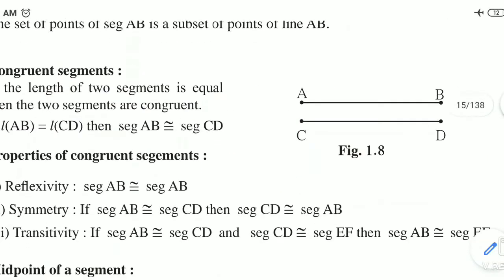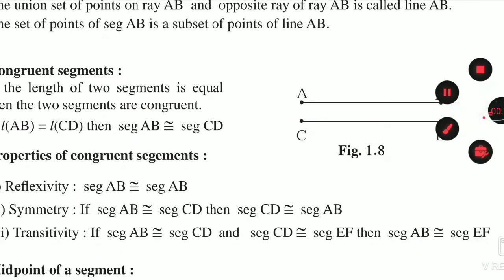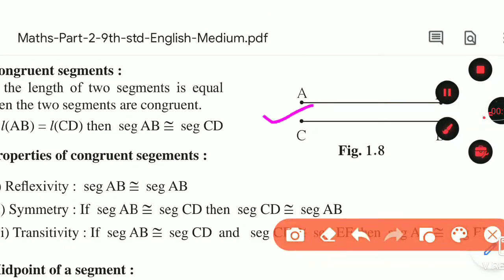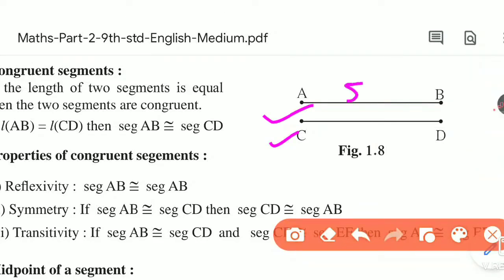Okay, after that we will see the congruent segment. Suppose here are two segments, AB and CD. If the measure of AB is equal to 5 cm and CD is also equal to 5 cm, then we say that AB is congruent to CD, length of AB is equal to length of CD. Otherwise, CD is congruent to AB.